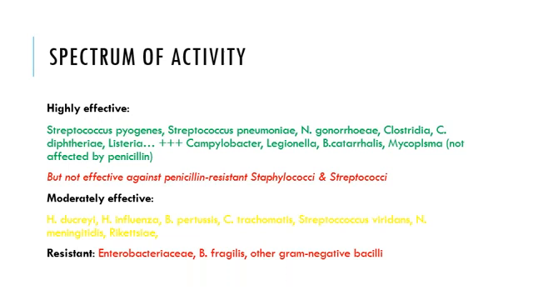Some organisms are moderately sensitive to erythromycin and these are Haemophilus ducreyi, Haemophilus influenzae, Bordetella pertussis, Chlamydia trachomatis, Streptococcus viridans, Neisseria meningitidis and Rickettsia. Some organisms are resistant to erythromycin and these are Enterobacteria, Bacteroides fragilis and some other gram-negative bacilli.